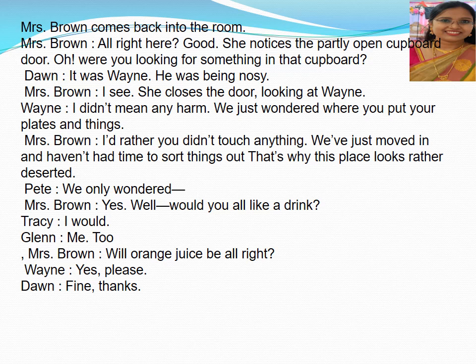Mrs. Brown says that nothing is there because we just moved here. We just shifted to this house and have not yet arranged the things. And I hope you didn't touch anything. Patty says, yeah, that's the reason we were wondering why everything is empty. Now Mrs. Brown changes the topic and says, does anybody want a drink? Tracy, Glynn, Dawn and Wayne say, yes, we would like to have a drink. Mrs. Brown asks, which kind of juice would you like? Would you like orange juice? And everybody says, yes, we would like orange juice.